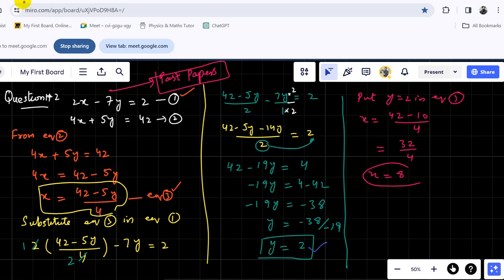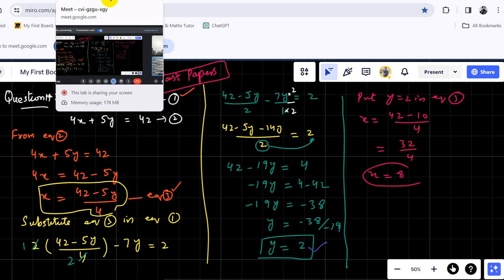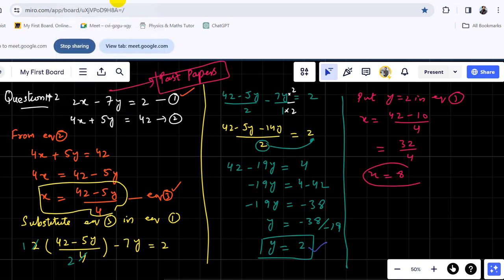Okay, both methods are easy. Which method is easier, the elimination method or the substitution method? What do you say? Yeah, perfect. Basically, in these equations, you just need to make the subject of the formula from any of the equations, then substitute that in the other equation and solve it.